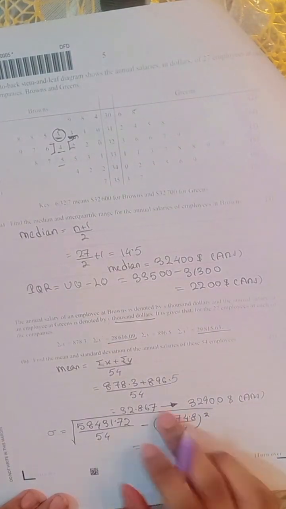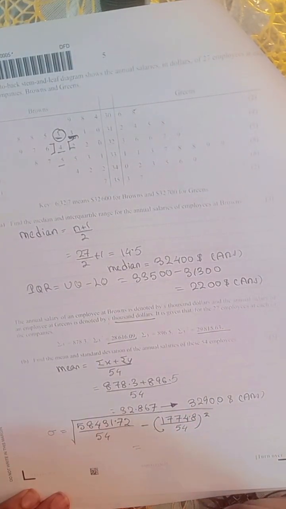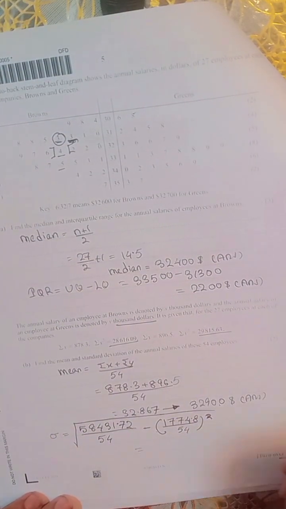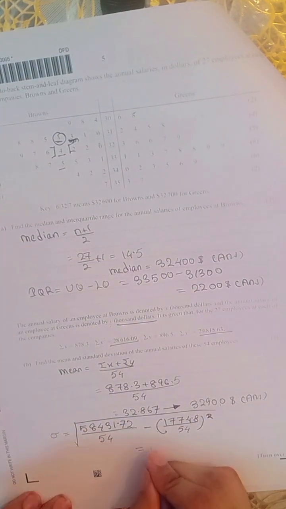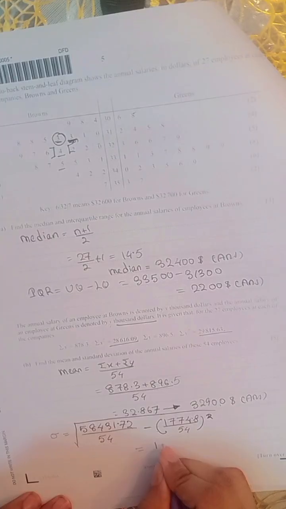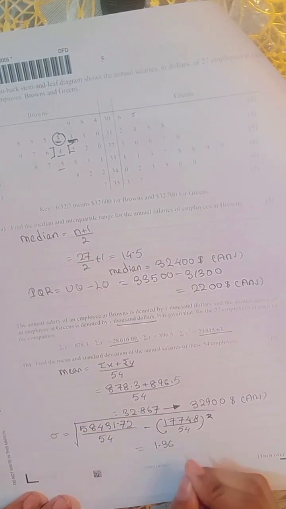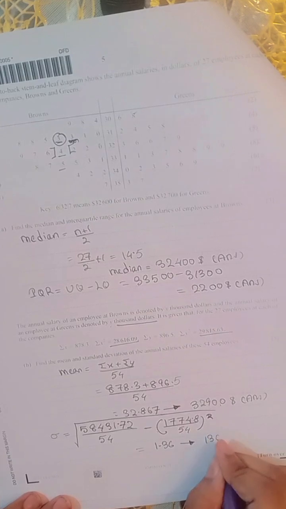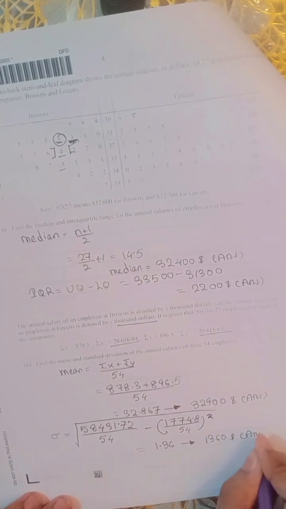You have to find the mean again over here and square that. You have to use everything as exact as possible. Always give everything as exact as possible. We get 1, and then the square root of this gives 1.36. And again, this is thousands of dollars. So we have to multiply this by 1,000, and we get $1,360, which is the answer.